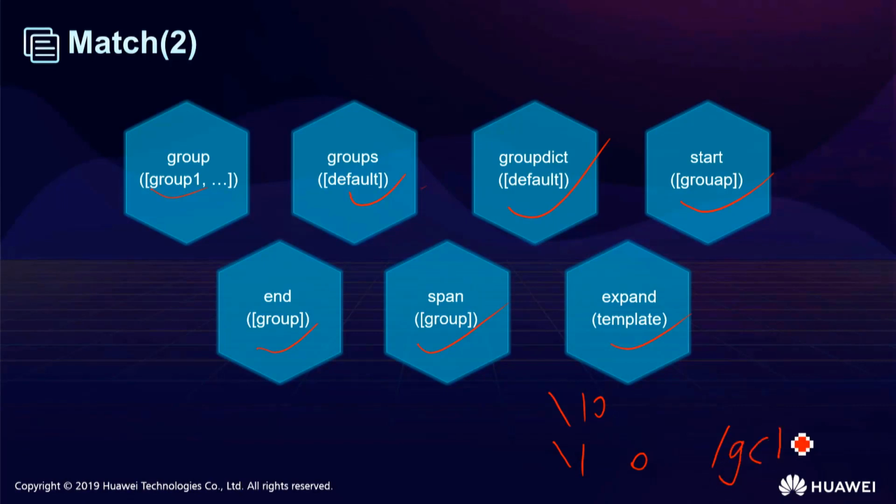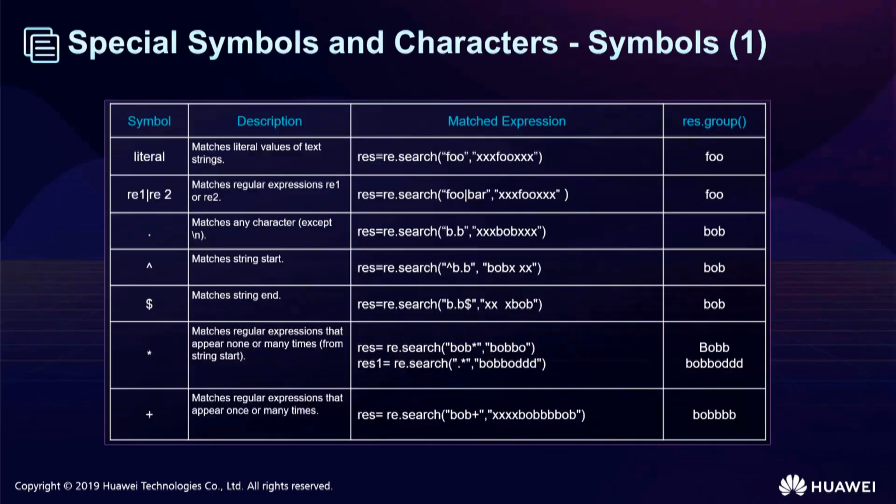So when we do regular expressions, we often use some special symbols and characters. Let's see some details about that. These are symbols like the iterators, which match the iterated values and text strings. Also, we use the vertical bar to separate regular expression 1 and regular expression 2, to match either of the two regular expressions.